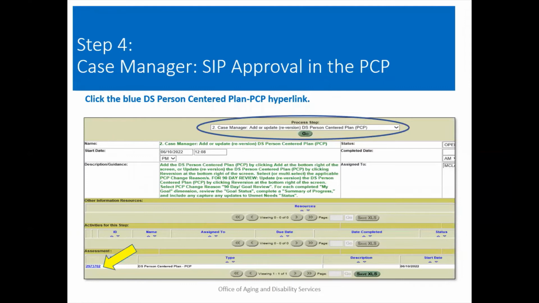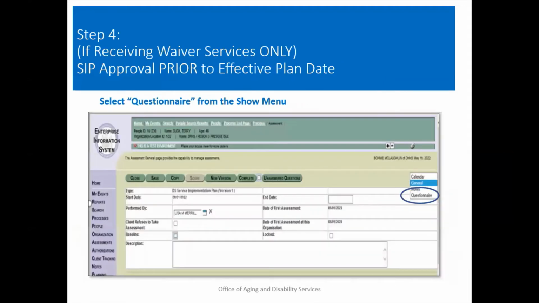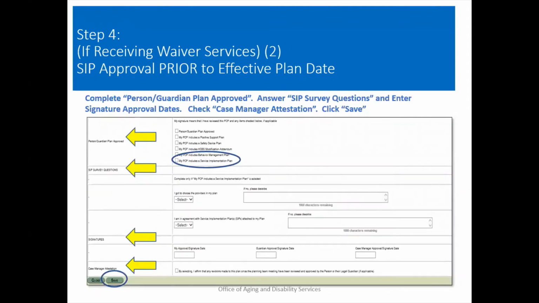Step 4 directs the case manager back to the PCP in Step 2 to capture the person's approval of the service implementation plan or plans. If a SIP is completed prior to the PCP effective plan date, click on the questionnaire in the Show menu to get to the personal plan face sheet in the Open PCP. On the face sheet, check My Plan includes a service implementation plan. Review and complete the SIP survey questions.